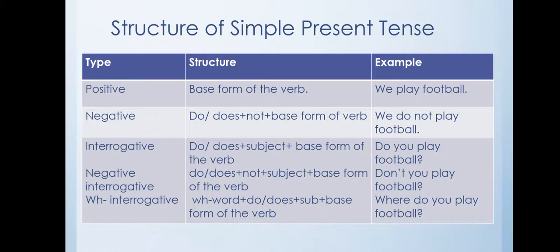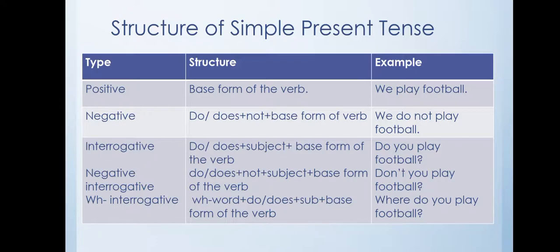Now coming to negative interrogative. So we have to take help of the do verb, it's do or does form, then not, then subject, then base form of the verb. And see the example here. Don't you play football? Now coming to WH interrogative. How to make WH interrogative in simple present tense? First it will be the WH word, then do or does, then subject, then base form of the verb. Now let's learn with the example. Where do you play football?